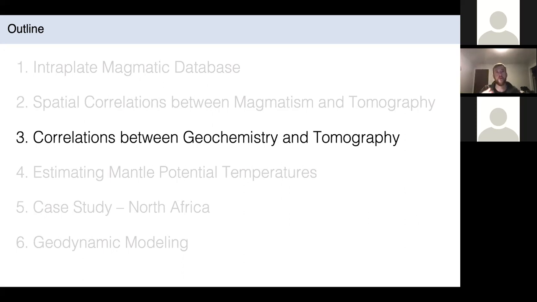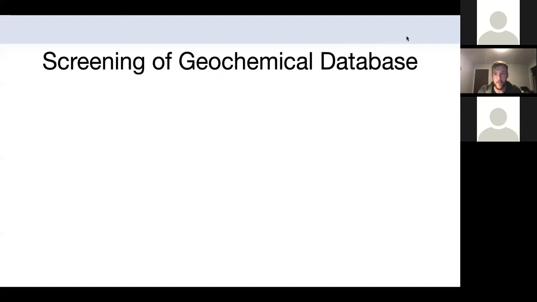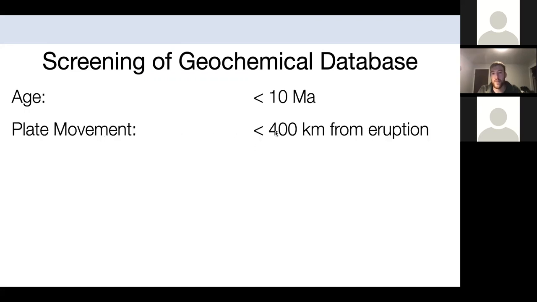And so to be able to know that, we need to be able to generate correlations between geochemistry, which we can take from the rock, and tomography for the present day. So then we can use the geochemistry of our intraplate volcanic rocks in the past to estimate dynamic topography or mantle temperature. So to do that, I take my original database and I filter it to only have the samples that closely reflect mantle melting at the present day. So I only use samples less than 10 million years old that have moved less than 400 kilometers from when they initially erupted.